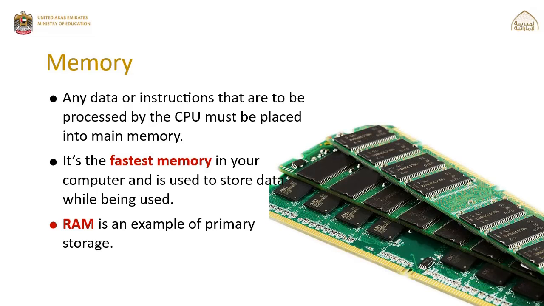Look at this, it's memory. Any data or instructions that are to be processed by the CPU must be placed into main memory. It's the fastest memory in your computer and is used to store data while being used. One thing which is very important here is that RAM is an example of primary storage.